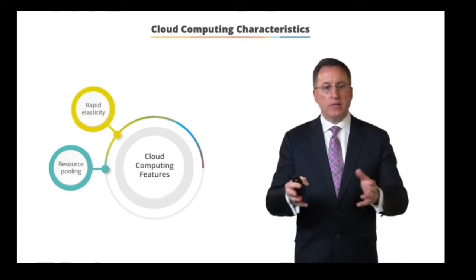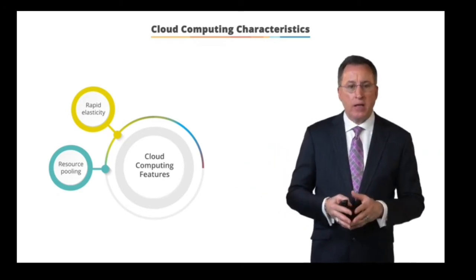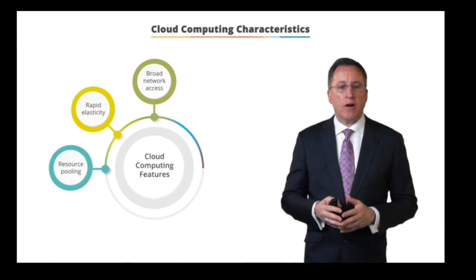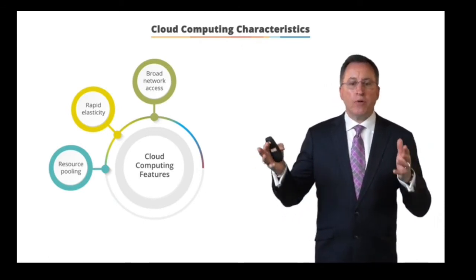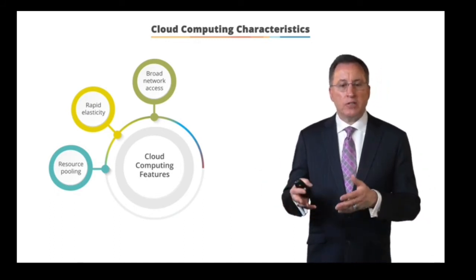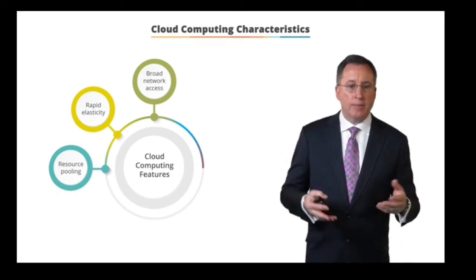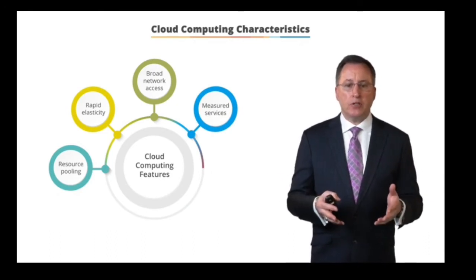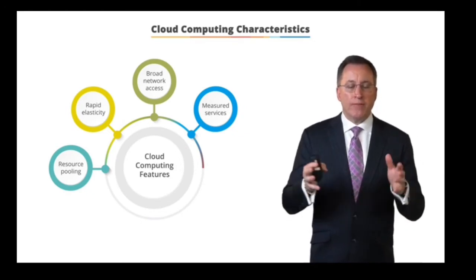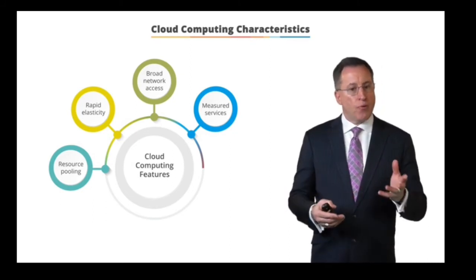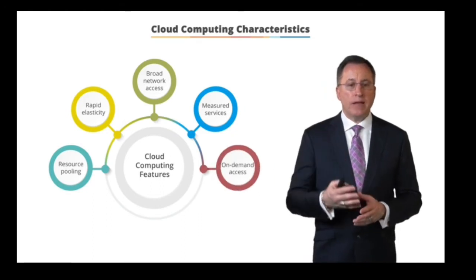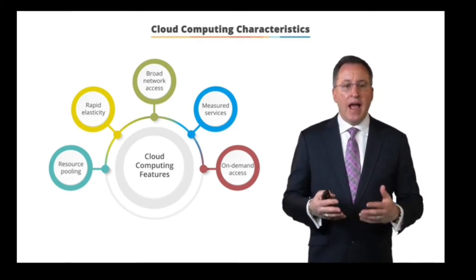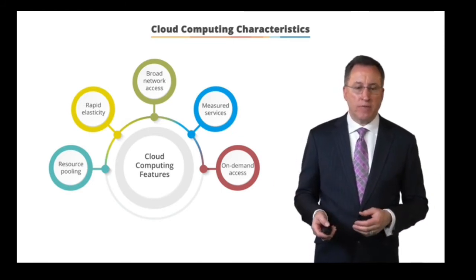Rapid elasticity. Capabilities can be elastically provisioned and released, in some cases automatically, to scale rapidly outward and inward commensurate with demand. Broad network access. Capabilities are available over the network and accessed through standard mechanisms that promote use by heterogeneous thin or thick client platforms, i.e. mobile phones, tablets, laptops, and workstations. Measured service. Cloud systems automatically control and optimize resource use by leveraging a metering capability at some level of abstraction appropriate to the type of service: storage, processing, bandwidth, and active user accounts. Finally, on-demand self-service. A consumer can unilaterally provision computing capabilities such as server time and network storage as needed automatically without requiring human interaction with each service provider.